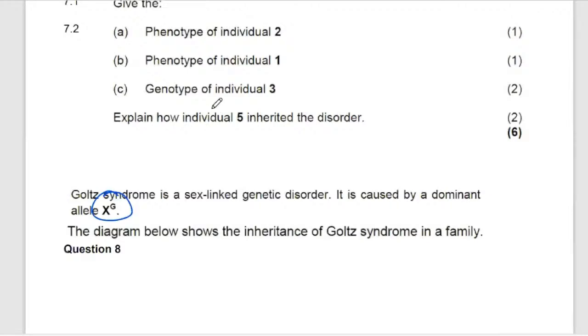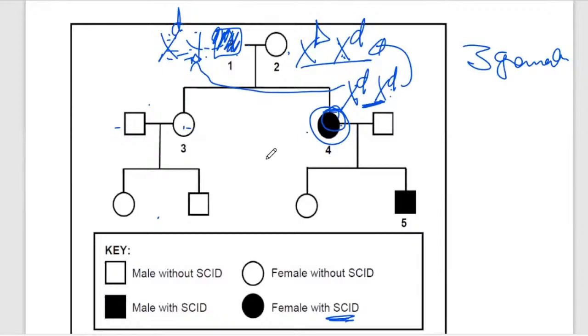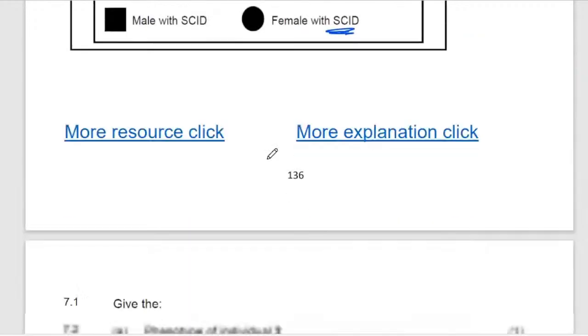And then they're saying to identify the genotype of number 3. Remember, this person is sick, therefore is going to give, remember, is a female, it's going to give one chromosome from there. But because the other is normal, therefore the mother gave her this. Therefore, it's going to be that way, because they say the genotype.